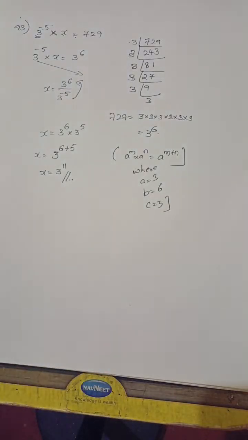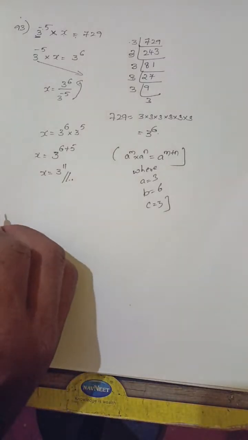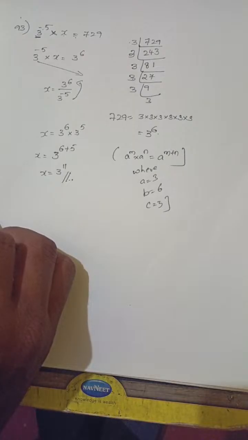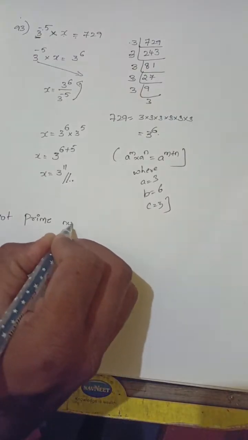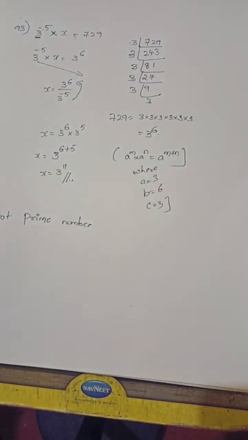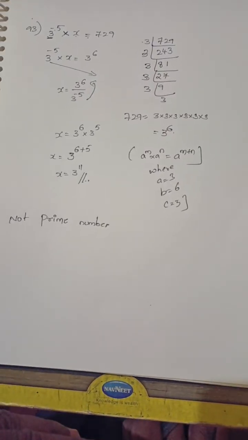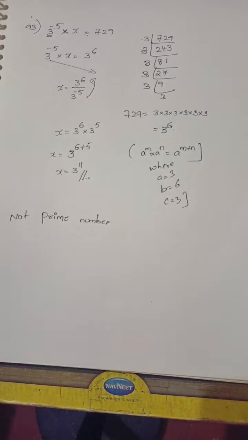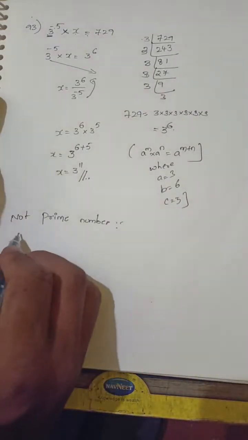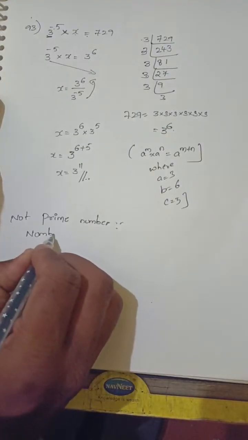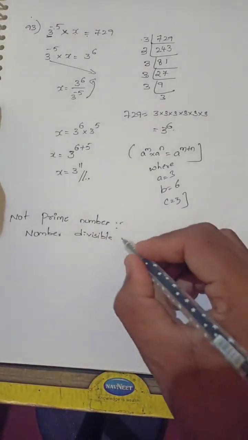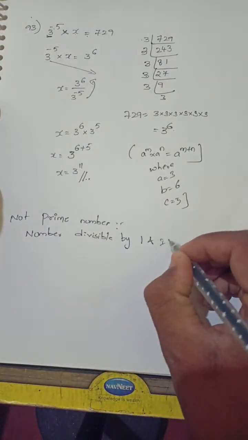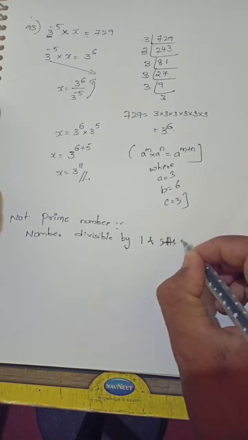So we are going for the next problem. So here some numbers are given. Which of the following numbers are not prime numbers? We have to check which of the numbers are not prime numbers. So we are having a formula for the prime numbers. What is a prime number? A number divisible by 1 and itself.